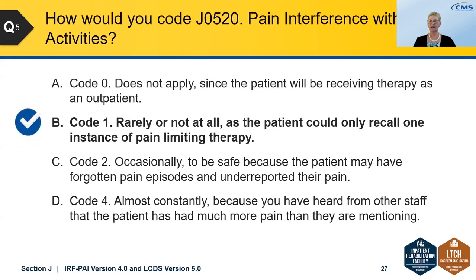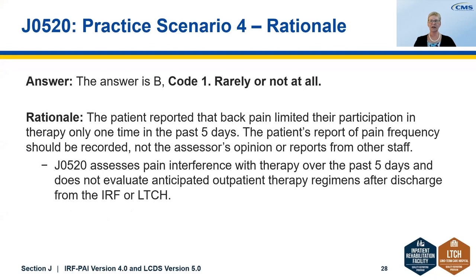And everyone selected B, code 1, rarely or not at all, and that is in fact the correct answer. The rationale is that the patient reported that back pain limited their participation in therapy only one time in the past 5 days. And just as a quick reminder, the patient's report of pain frequency should be recorded, not the assessor's opinion or reports from other staff.